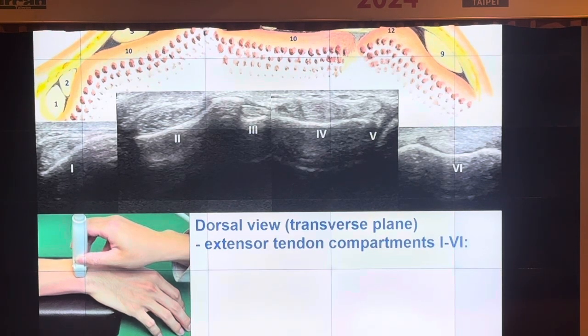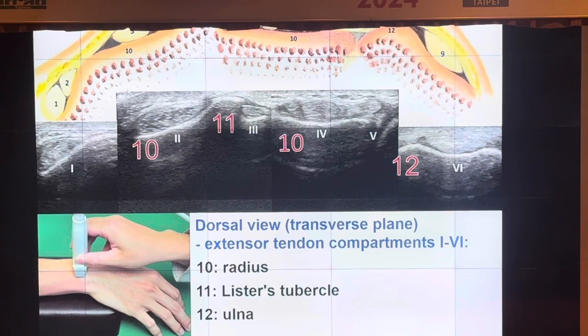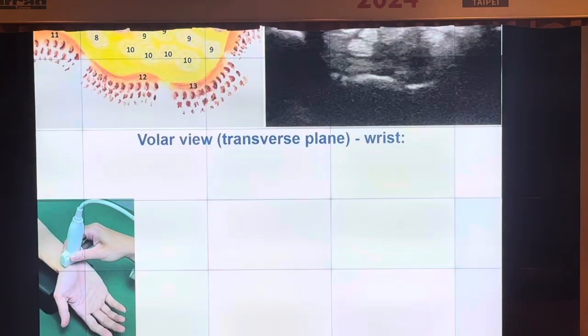On the distal radius, there are several bony structures that we have to be familiar with. First, of course, is the distal radius, and then the anatomical structure separating the tendons inside the second and the third compartment, which is the Lister's tubercle. And of course, the other one is the ulna. Besides the dorsal aspect of the wrist, another thing that we are interested in is the volar wrist.